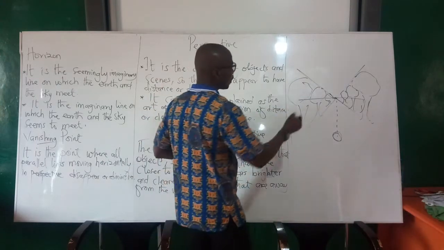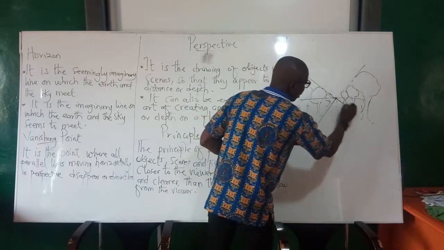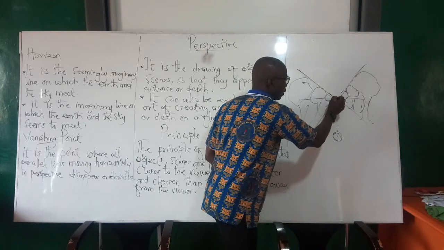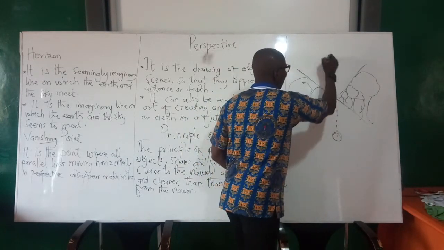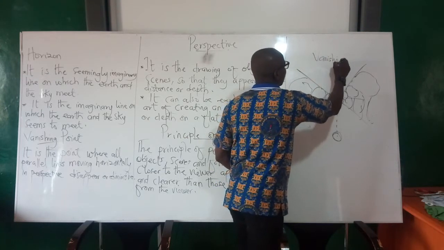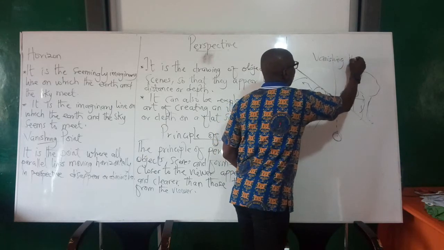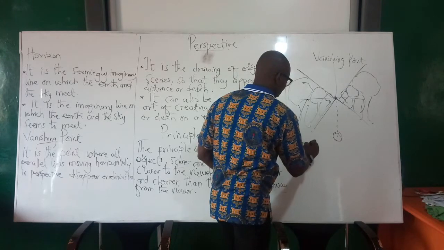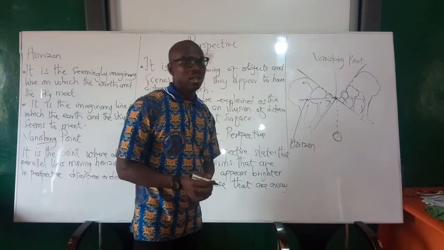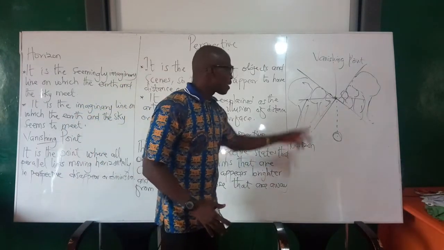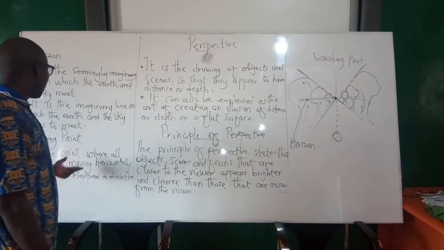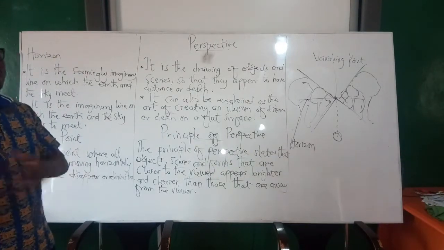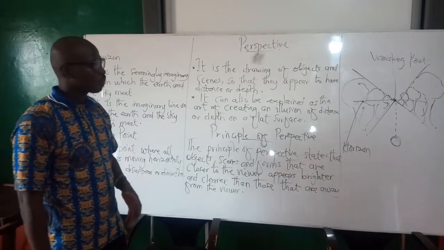So if you look at this diagram here, this line and this line, as they move, they all converge at a particular point. This point is what we call the vanishing point. And this particular line is what we call the horizon. We write the notes later, today we are just explaining. Vanishing point is the point in perspective where all parallel lines moving horizontally disappear or diminish. Or you can say that vanishing point is the point where perspective disappears or diminishes.